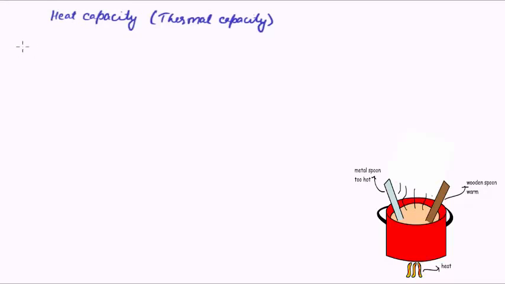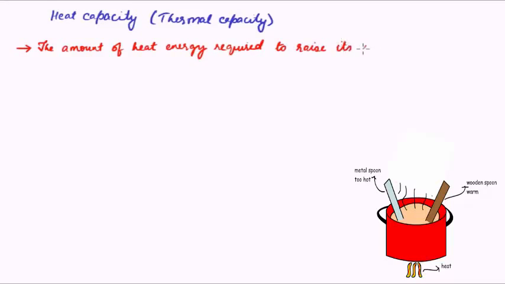Heat capacity is the amount of heat energy required to raise its temperature by 1 degree Celsius or 1 Kelvin.